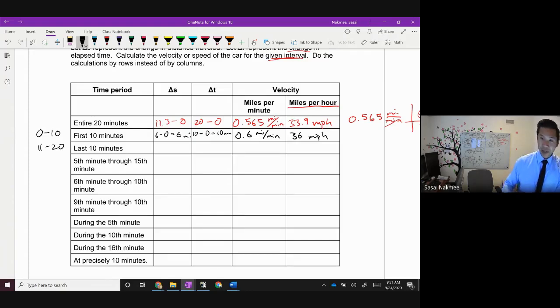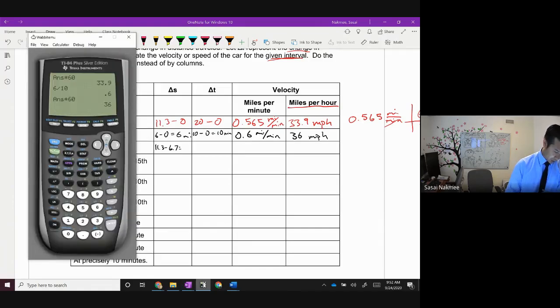So let's go ahead and calculate that. That's going to be, well, at the 20-minute mark, how far did this person travel? They traveled 11.3 miles. At the 11-minute mark, how far did they travel in total is going to be 6.7 miles. So that's going to be a total of 11.3 minus 6.7. What is that?